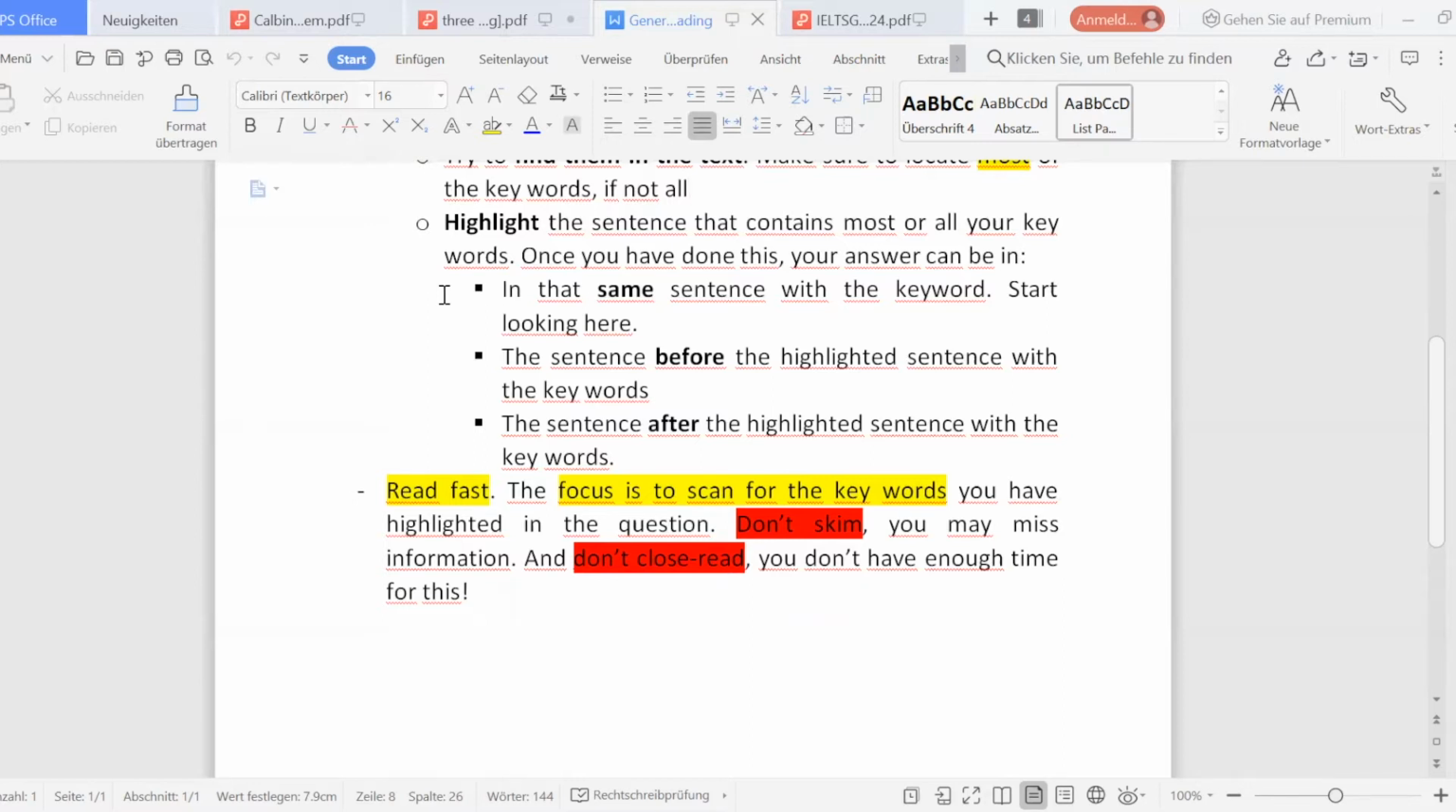And you also don't want to do a close reading, because you don't have time for a full text. You've got only 20 minutes. And you don't have time to read and understand everything. Your best friend is scanning, and scanning means you read at a pace not too slow and also not too fast, because you're looking for the keywords.